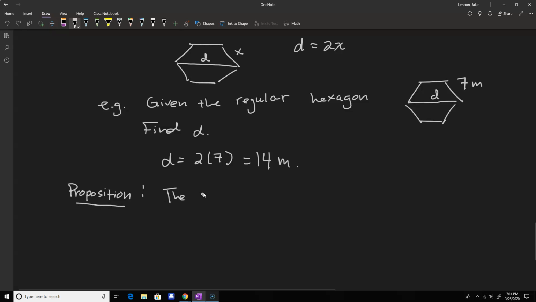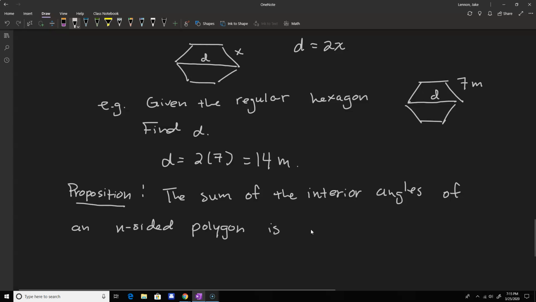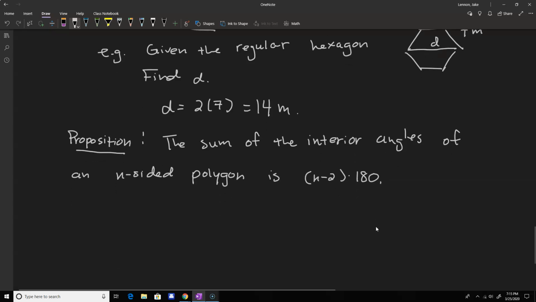The sum of the interior angles of an n-sided polygon is n minus 2 times 180. So we knew already that a triangle had an interior sum of 180 degrees. Well, this gives it to us for any polygon.